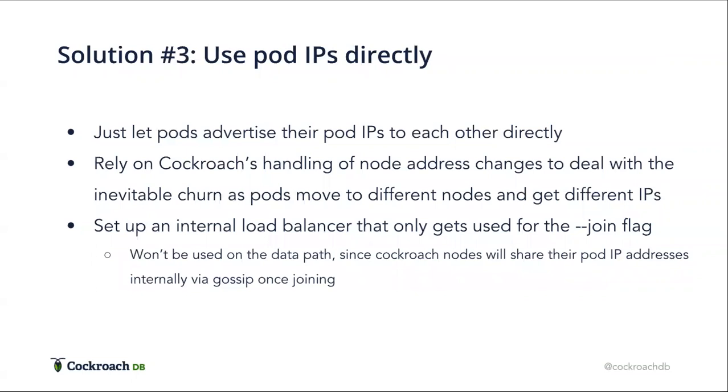You'll also need to set up some sort of load balancer that can be used for the join flag, because we do need the join flag to have some sort of addresses that will always be there. But that join flag doesn't get used on the data path, and so this is actually quite fast because the pods are communicating directly with each other across the different clusters.